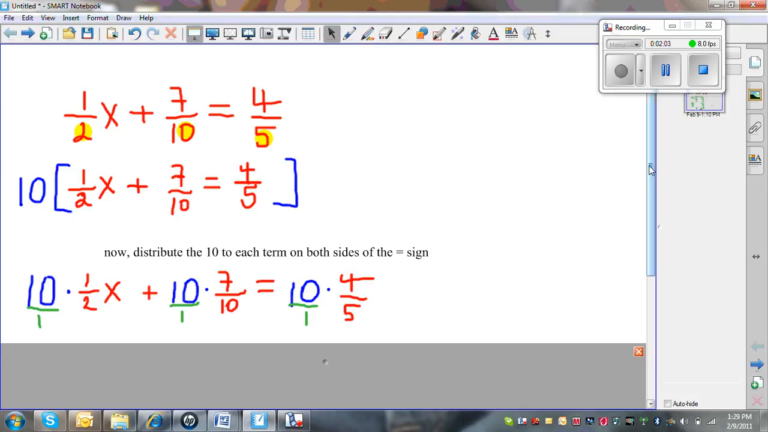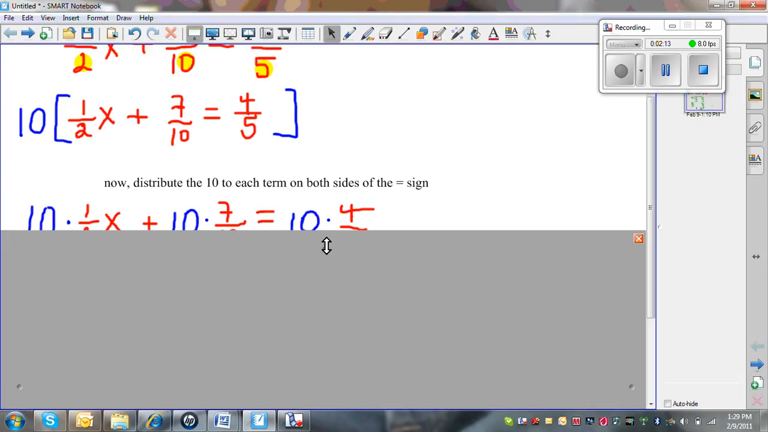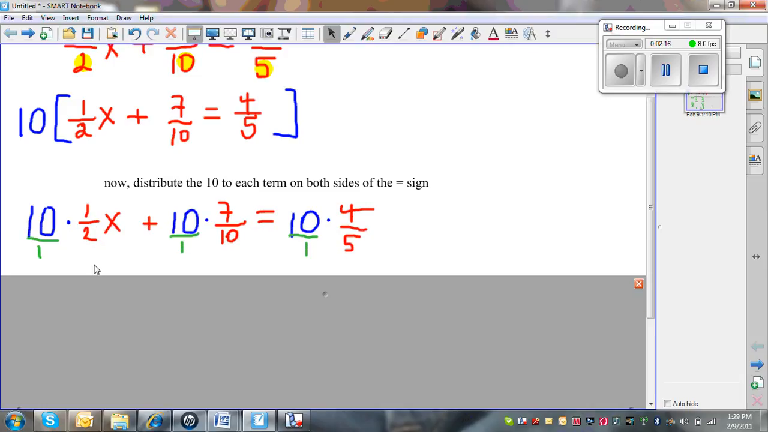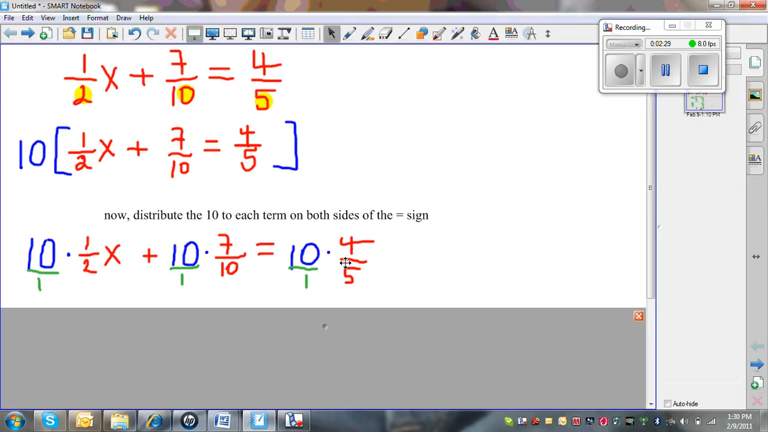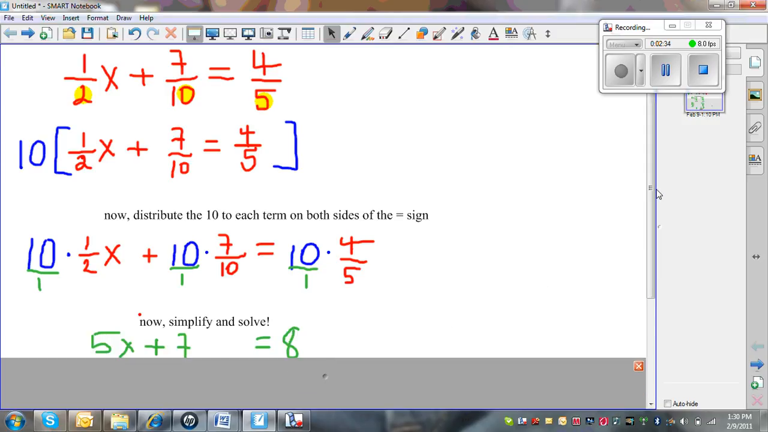And we're going to do these three little math operations separately. 10 times 1/2 x is, well, the 2 goes into the 10 5 times. 5 times x is 5x. On this term, the 10's cancel out, and you're left with just the 7. On this one, 5 goes into 10 twice, and 2 times 4 is 8. There we go. A nice, simple little equation. Doesn't that look a little easier than what we started with all the way back up here?